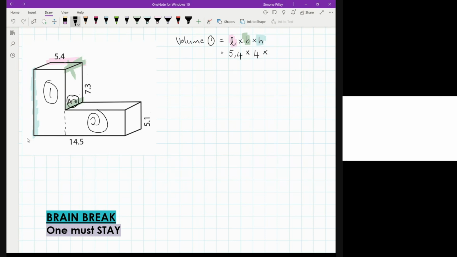Now, I don't have the measurement they've given me, but what I do know is that my height should be made up of this 7.3. So look at this, this is 7.3. So it should be made up of 7.3 plus the 5.1. So 7.3 plus 5.1 is going to give me the height of my first rectangular prism.